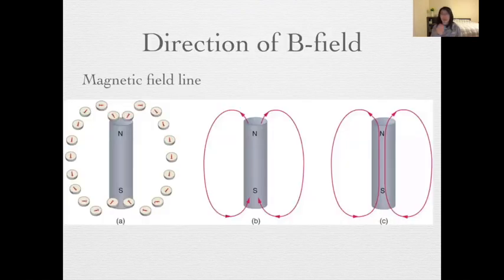And this is pretty much what we just talked about. By connecting all the directions of the compass, we can find a field line. The field line is going from north to south outside of the magnet, but from south to north inside the magnet. So it forms a closed loop, as is shown in the C picture.